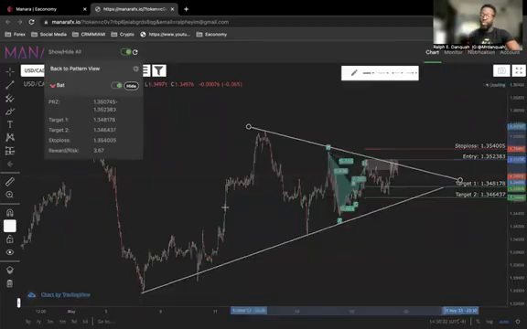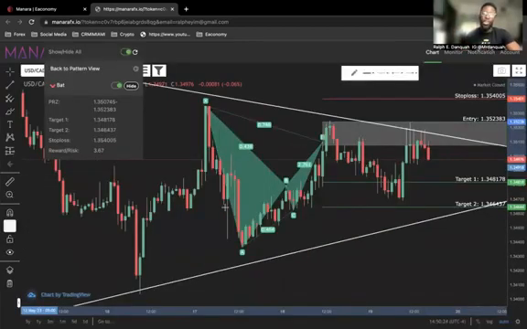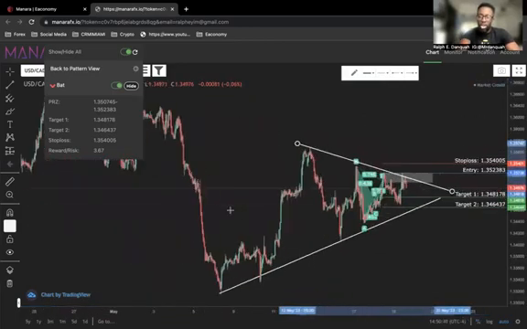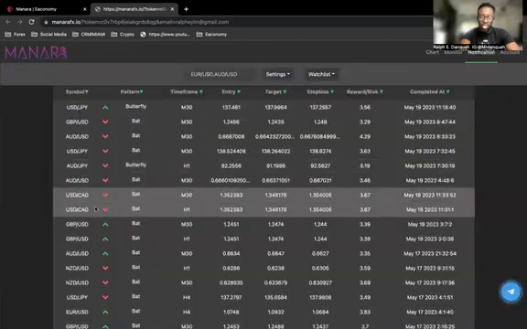Now, what MANARA does is that it scans the entire Forex market and gives us the patterns that come out. That doesn't mean that every pattern we take, because on some pairs you have buy and sell. How do you know what to take? By the zones. So learn how to read the zones. Once you learn how to read the zones, you're good to go.